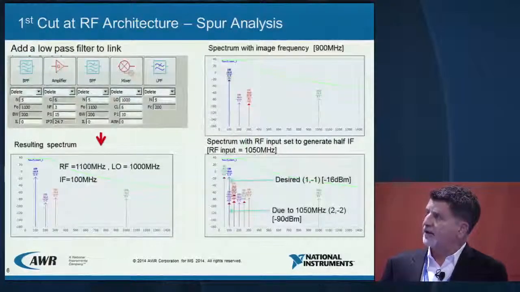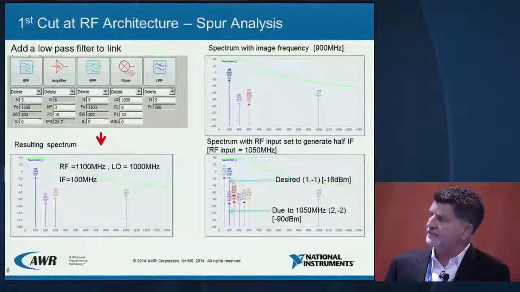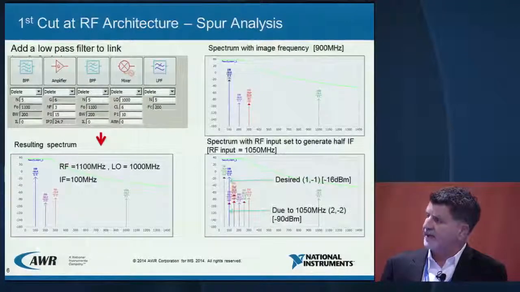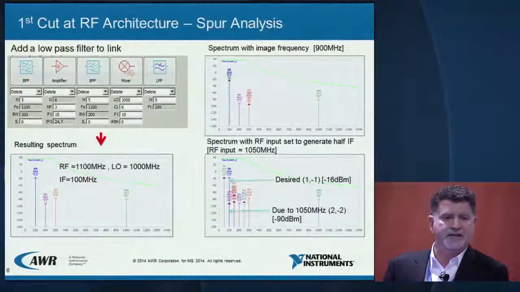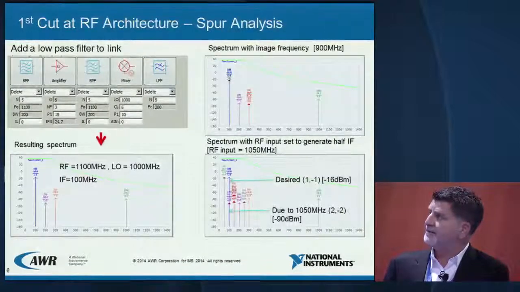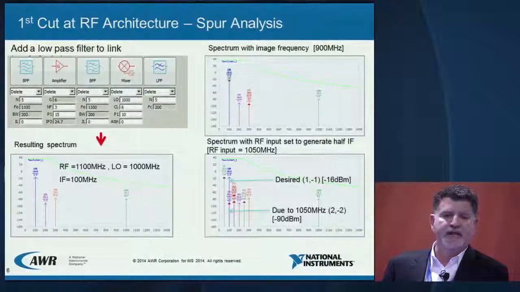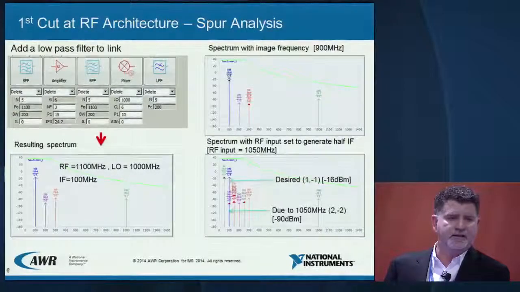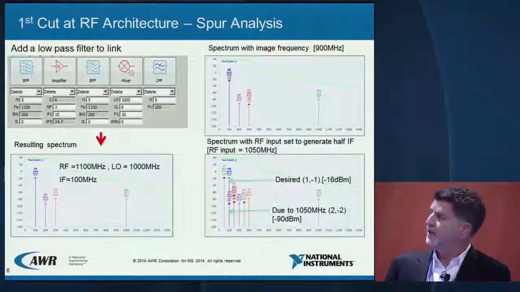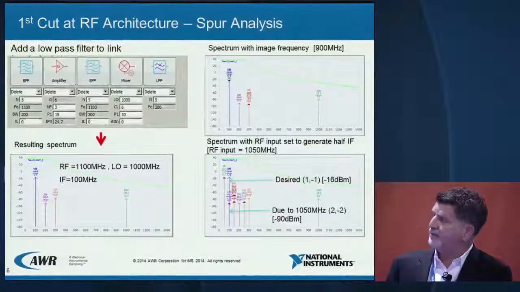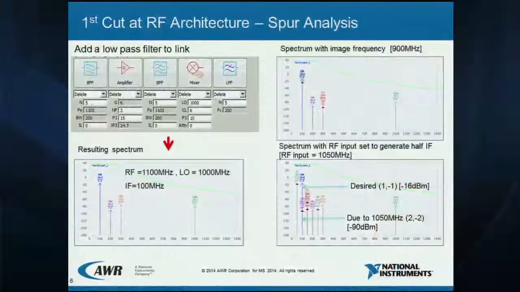Now we'll drop down a low-pass filter in the design. We can look at the resulting spectrum, the characteristics of that filter, to isolate the 100 megahertz signal. The other option is we can say, let's have a 900 megahertz signal pass through this link along with the 1000 megahertz signal. We're letting the image go through. We can see the resulting interfering products as a result of the image.